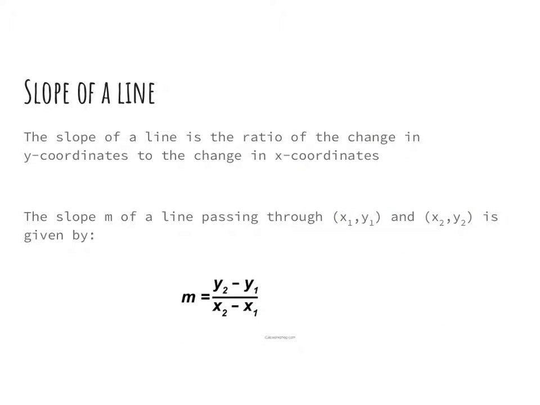Now we're going to talk the slope of a line. Slope, again, is the ratio of the change in y over the change in x. If we've got 2 points, x1, y1, and x2, y2, we find the slope by doing y2 minus y1 over x2 minus x1.